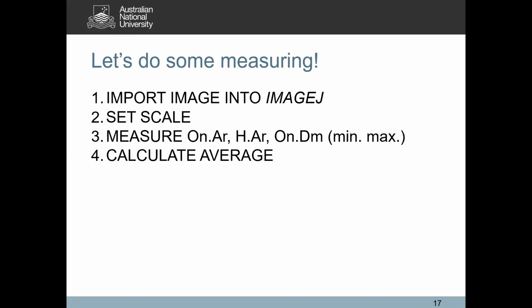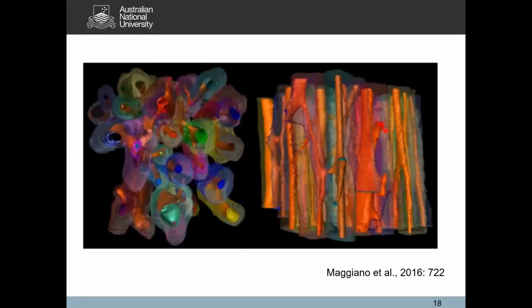So if you've taken all of your data from one image, you may want to calculate an average and then provide that in the paper. And what I just want to mention before I let you all go is that it's very important that you think about bone histology from a three-dimensional perspective.